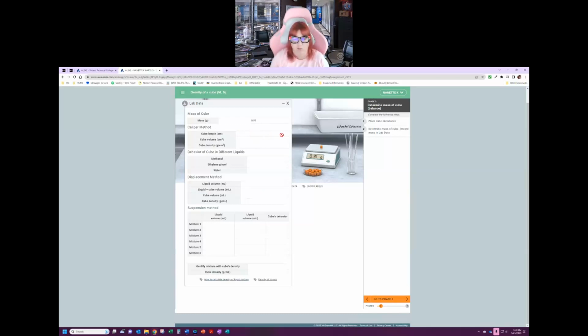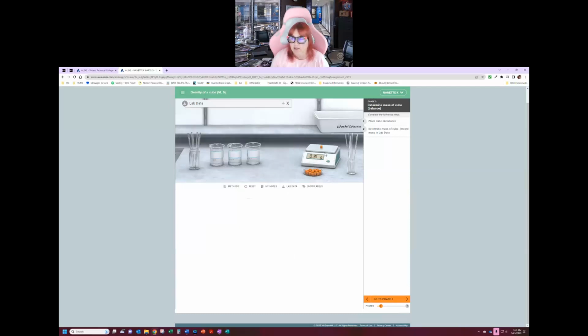I'm really pedantic. I always include units with my numbers, so I don't ever do this kind of thing here unless it's a table. I wouldn't consider this a table. I would consider columns to be a table. But anyway, so then it says, all right, determine the mass of the cube, record the mass in the lab data. I did that. So now I go to the next part.